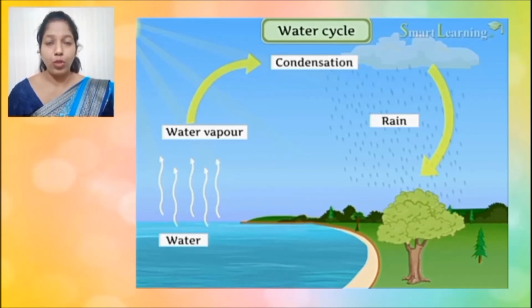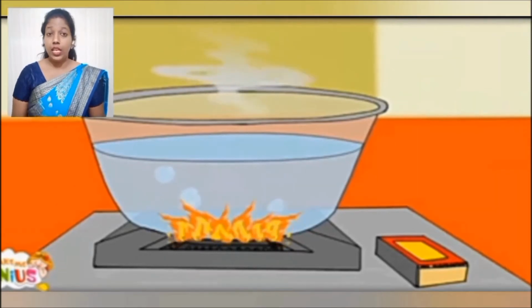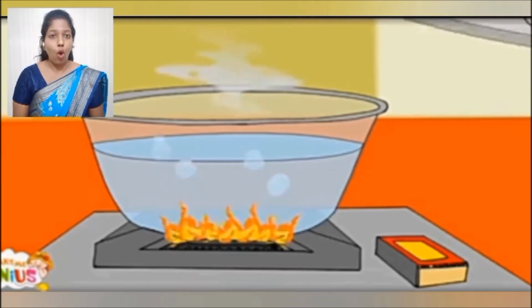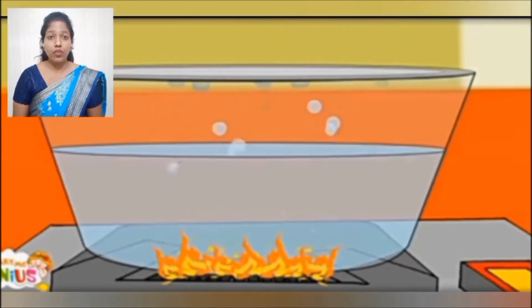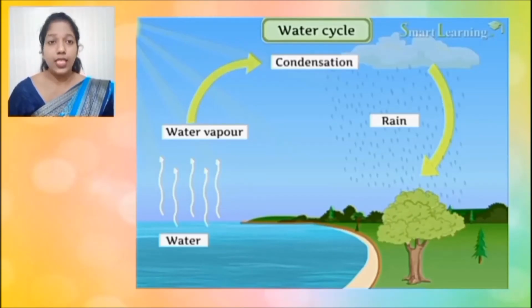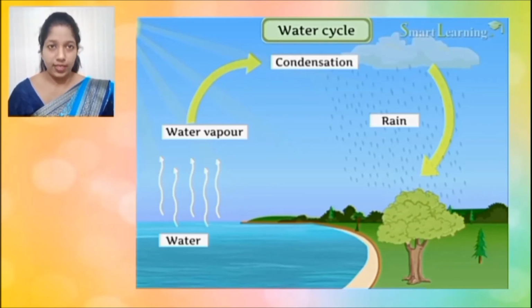Children, we have learned about condensation. In this process we see that when we heat water, it converts into water vapor. If we cover a plate on a pot of hot water, the water vapor collides with the surface of the plate, cools down and turns back into water droplets. In the same way, when water vapor goes higher, it cools down to form small water droplets. The change of water vapor to water droplets is called condensation.